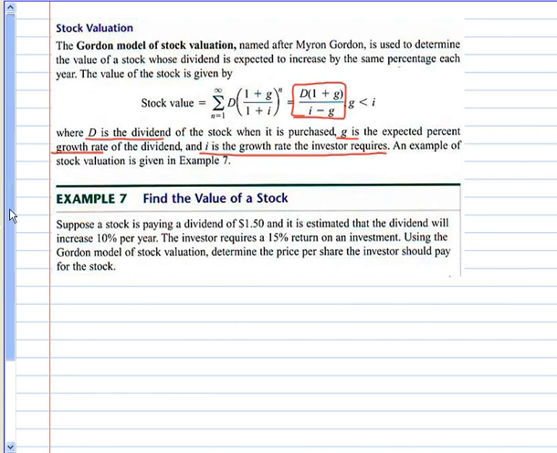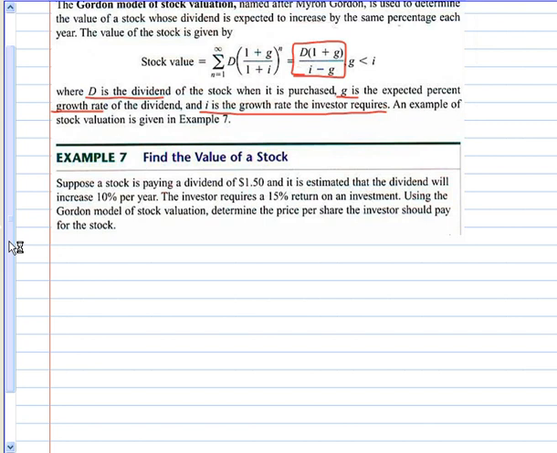So let's try it out. See if we can make it work. Suppose a stock is paying, example 7, a dividend of $1.50. So for every share of stock you own, at the end of the year, they're giving you $1.50. It's estimated that the dividend will increase 10% a year. Now, obviously, you cannot tell the future, but it appears to be that, hey, we can expect it to increase 10% a year. This investor wants to have a 15% return on their money. Not that they're greedy or anything, but they just think they ought to be getting 15% back on their investment.